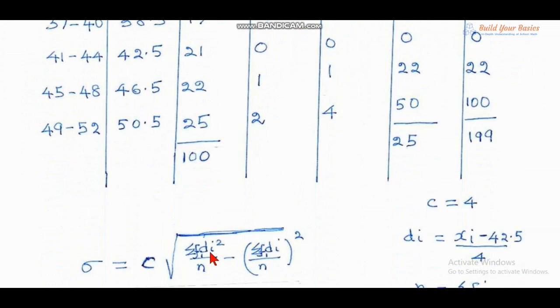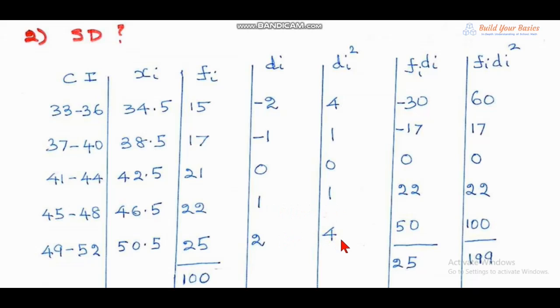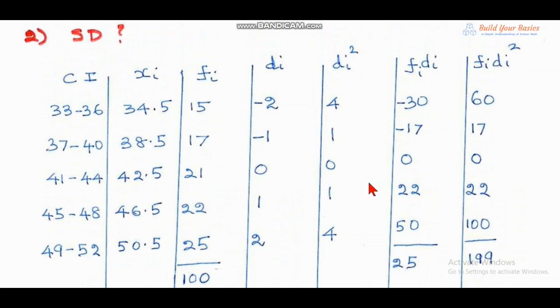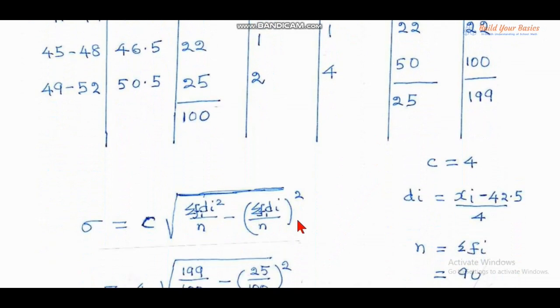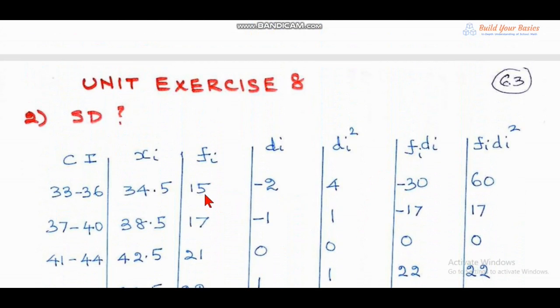Then we need di square. So di squared column: minus 2 whole squared 4, minus 1 whole squared 1, 0 squared 0, 1 squared 1, 2 squared 4. We need not find sigma di or sigma di squared because they are not needed in the formula. Now fi di, that is wanted here, fi di sigma. So the formula will tell us what columns are to be opened in the calculation. We want sigma fi di. So fi di column, fi into di.